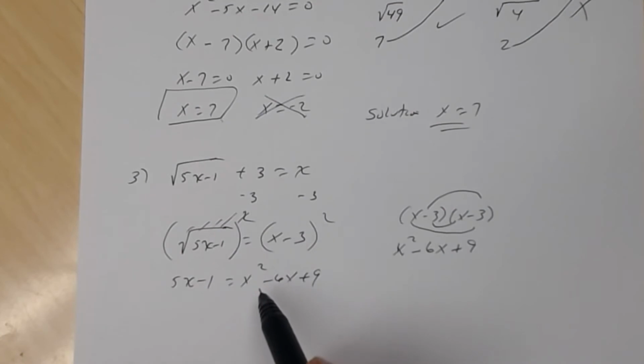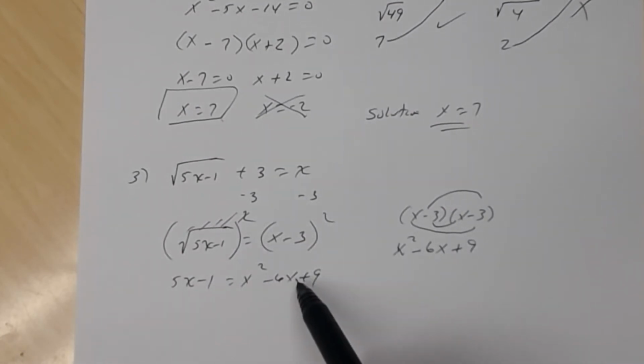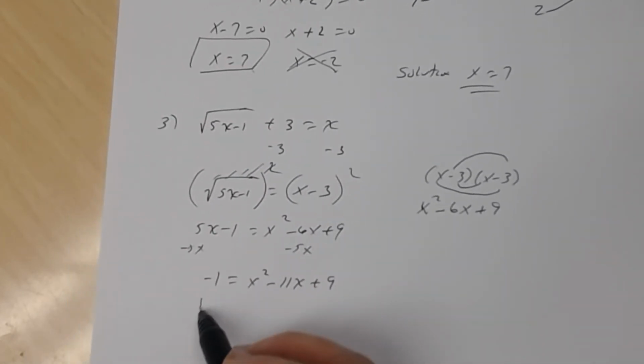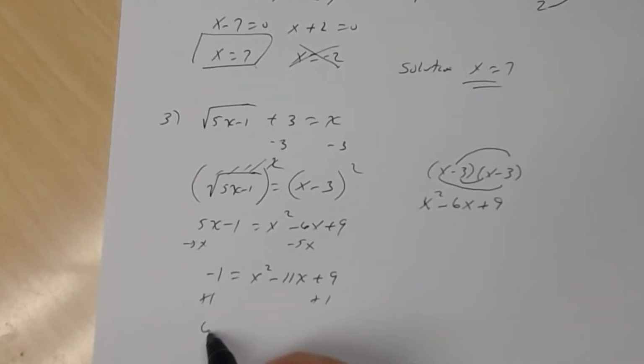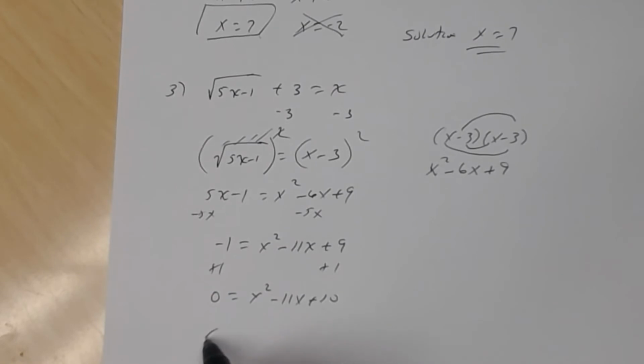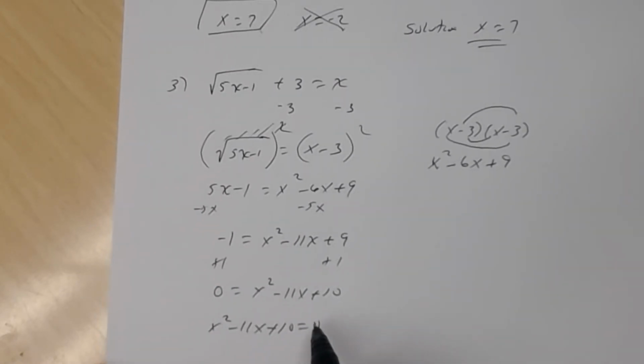All right, and so now I'm solving this quadratic equation, but it's got to be in standard form first so I can factor and use the zero factor property. So I'm going to subtract 5x from both sides. When I do that, I get a negative 1 equal x squared minus 11x plus 9. I'm going to add 1 to both sides. And so I get 0 equal x squared minus 11x plus 10. And I'm going to just go ahead and transpose both sides. So I get x squared minus 11x plus 10 equals 0, just so I can get 0 on this side.